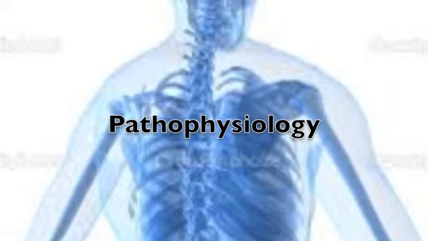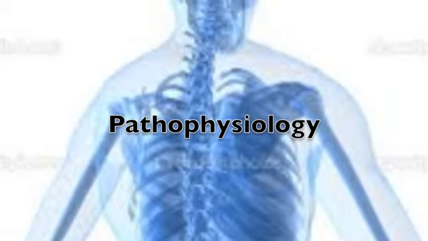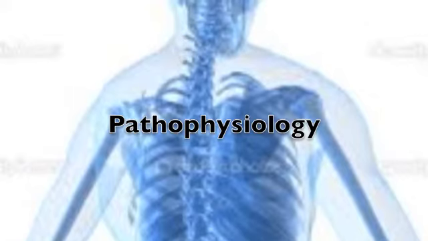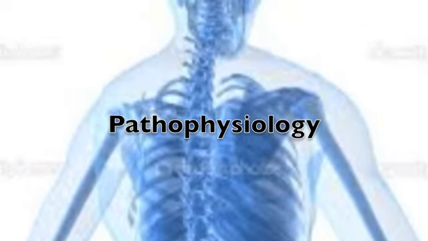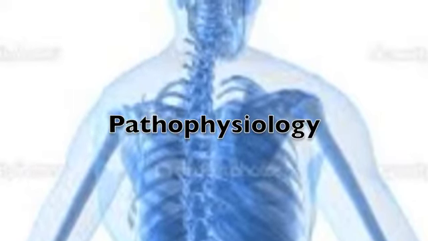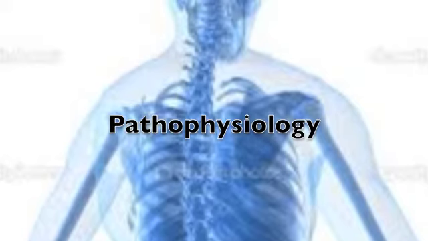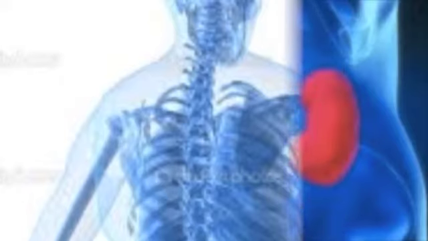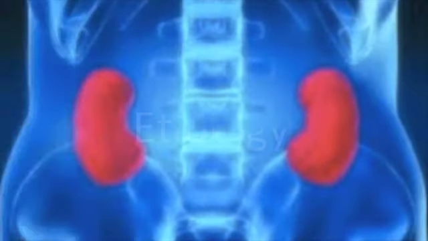ADH acts by increasing water permeability in the collecting ducts and distal convoluted tubule. Specifically, it acts on proteins called aquaporin, which open to allow water into collecting duct cells. This increase in permeability allows reabsorption of water into the bloodstream, thus concentrating the urine.